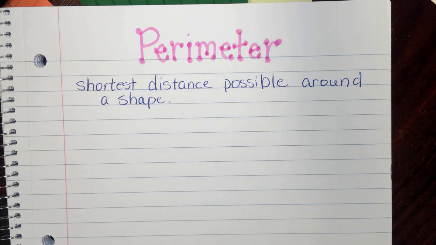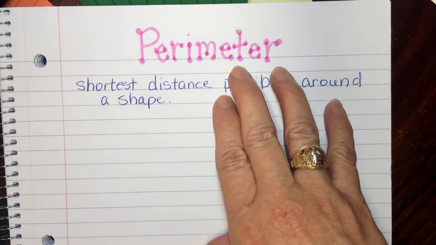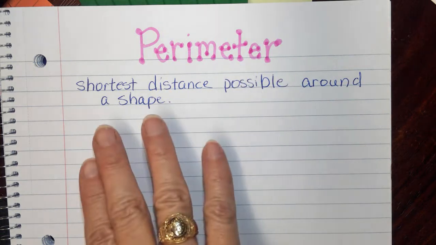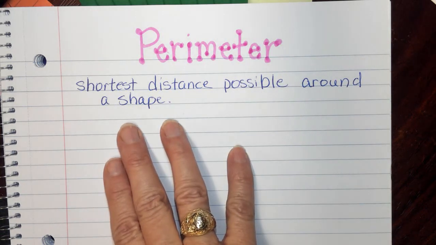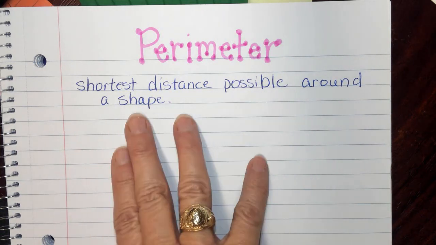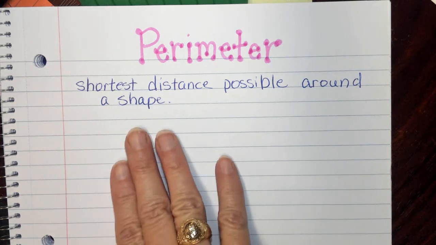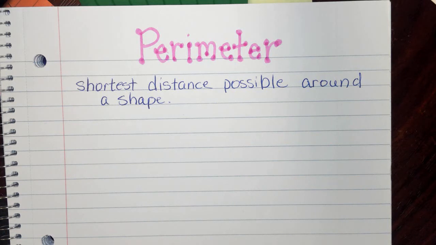Stand up. So we just watched the Math Antics video about perimeter. One thing I want you to do in your notes right now is give yourself a title, perimeter, and put this definition underneath. Perimeter, if you heard in the video, is the shortest distance possible around a shape. The shortest distance possible.